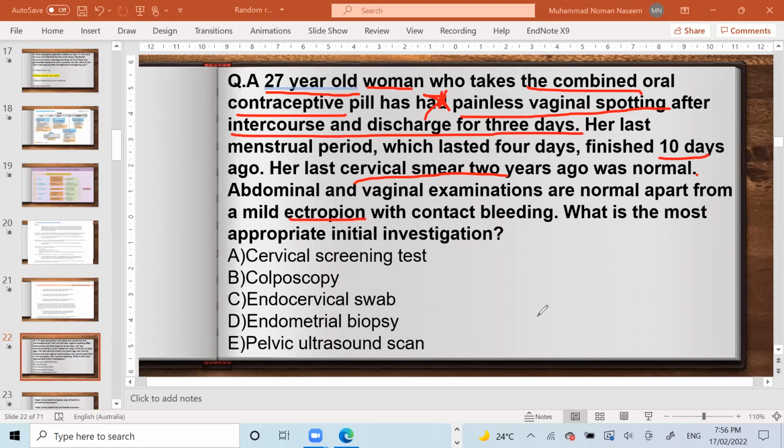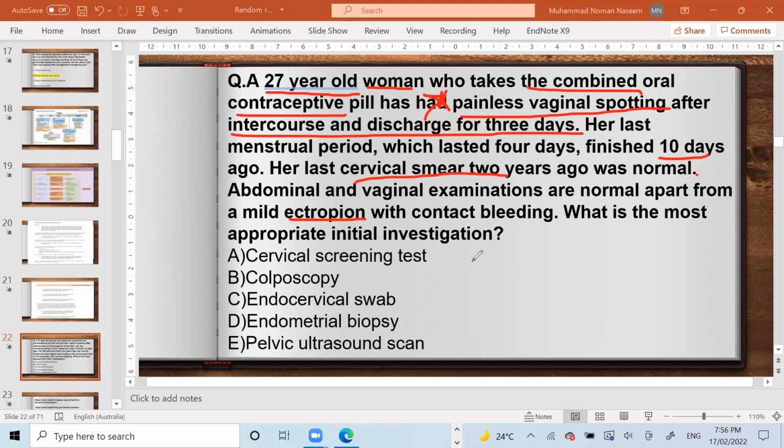What you want to do as an initial appropriate investigation in this patient? Option A, cervical screening test. Option B, colposcopy. Option C, endocervical swab. Option D, endometrial biopsy. Option E, pelvic ultrasound scan.